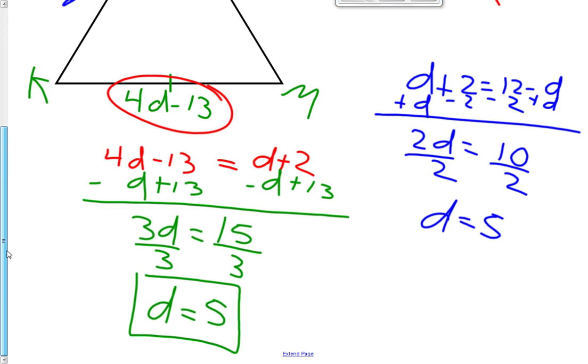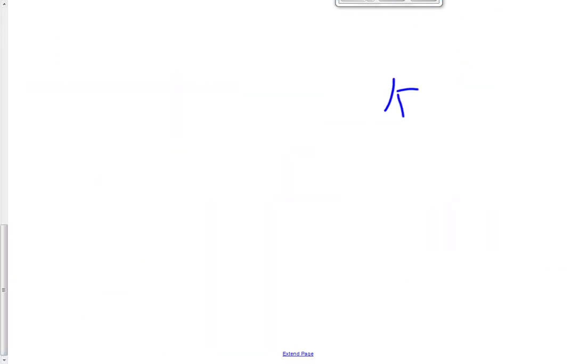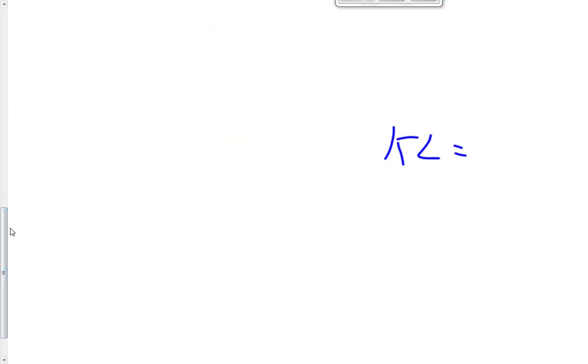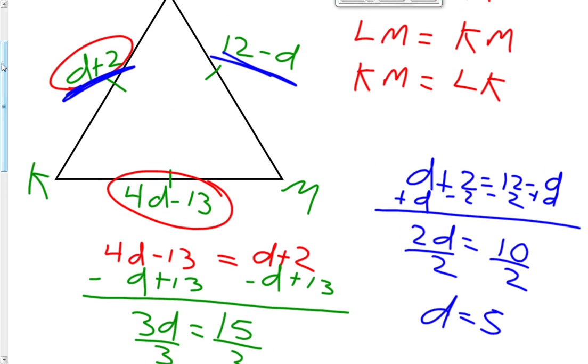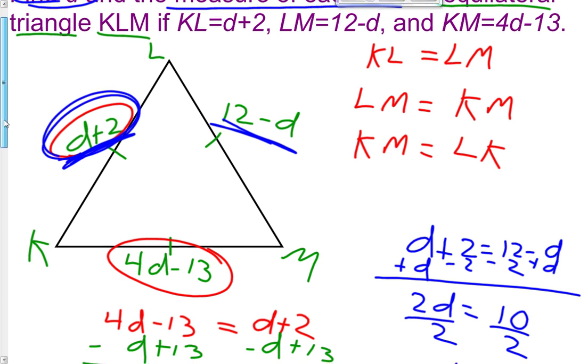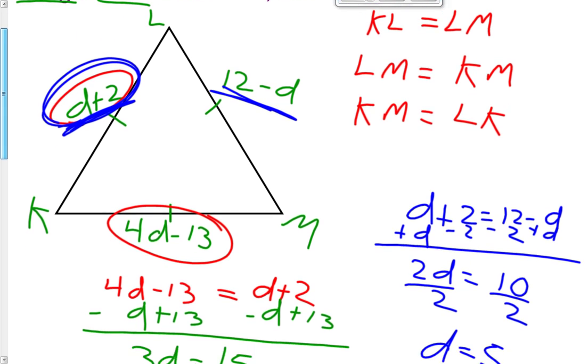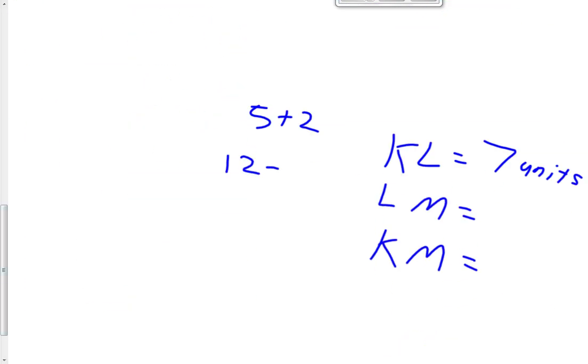So let's go KL and LM, I think, and KM. KL here is d plus 2. So it is 5 plus 2, which is 7 units. It doesn't give us a unit, so we'll just call it 7 units. LM is 12 minus d. So 12 minus d, and d is 5. 12 minus 5 is 7 units.